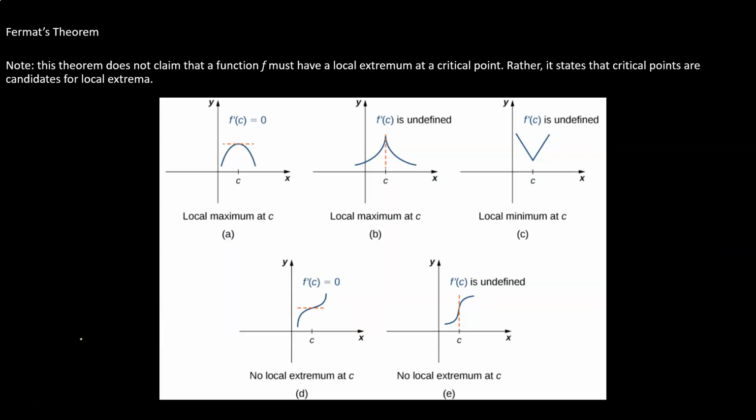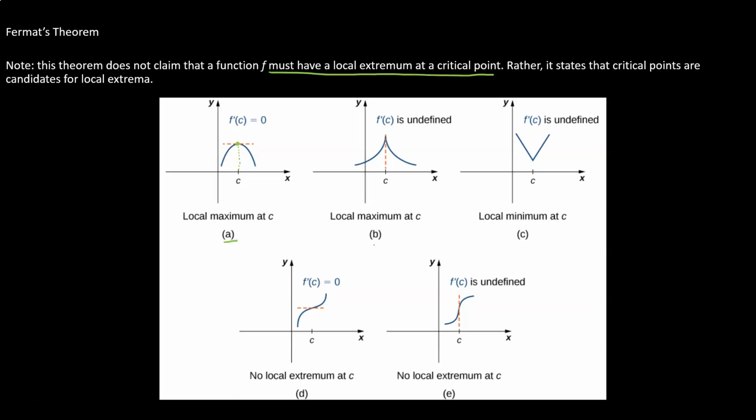Let's practice using Fermat's theorem. Now remember that this theorem does not claim that a function must have a local extremum at a critical point. Instead, it just states that critical points are the candidates for local extrema. So looking at the variety of graphs we have here, in the first graph, graph A, we see that there is a critical point right above the value c. We have a derivative that's equal to 0. We have the tangent line graphed there. And we can clearly see that this is a local maximum.